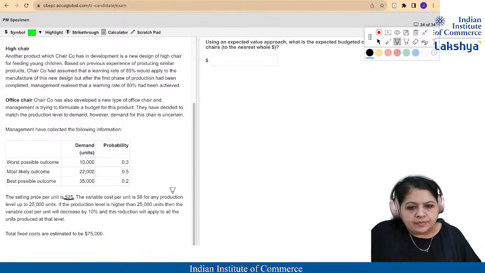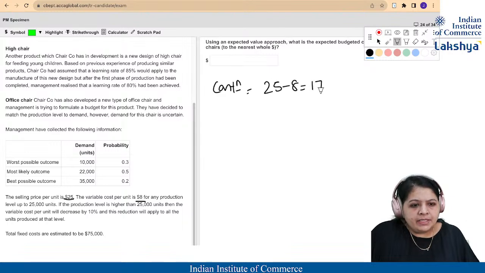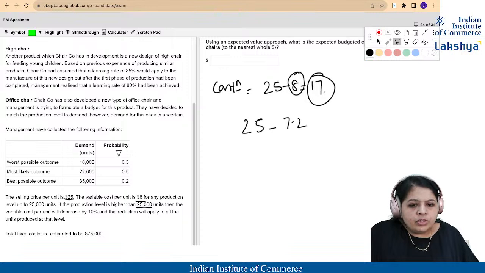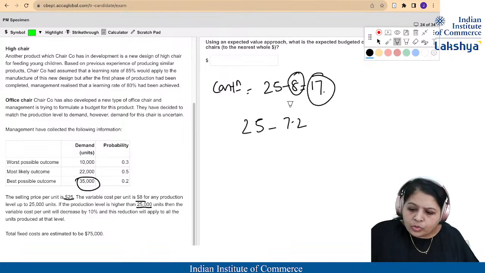because selling price is 25, variable cost is 8. So if you want to find out the contribution, it's going to be 25 minus 8, which is 17, right? And this value remains constant until the production level of 25,000. When the production level is increasing, the variable cost will decrease. So this 8 will decrease by 10% and become 7.2, right? So your value for the third outcome is going to be 25 minus 7.2, which comes to 17.8.